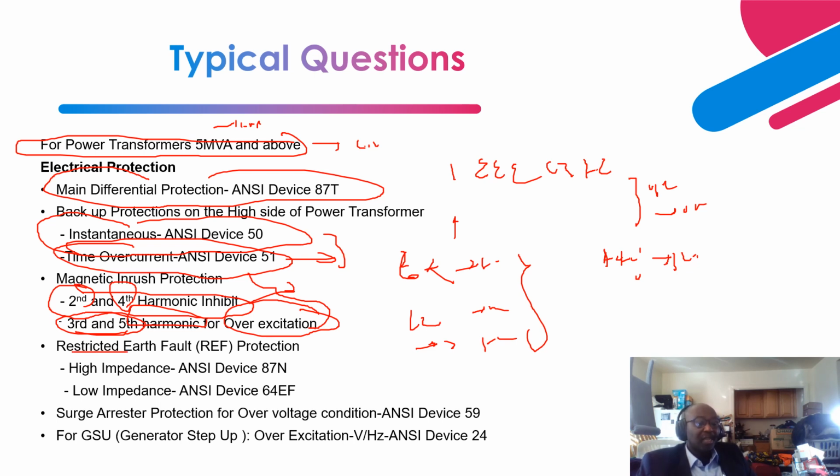Next is restricted earth fault protection. For restricted earth fault protection, we have two types. We have the high impedance restricted earth fault, which is ANSI device 87, and the low impedance restricted earth fault, that is 64.